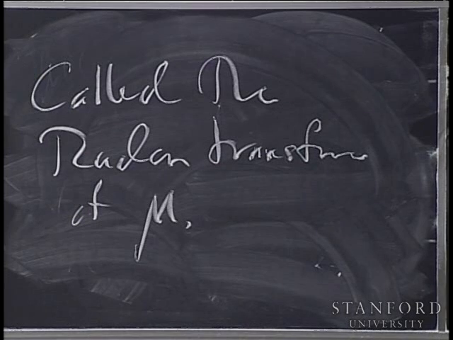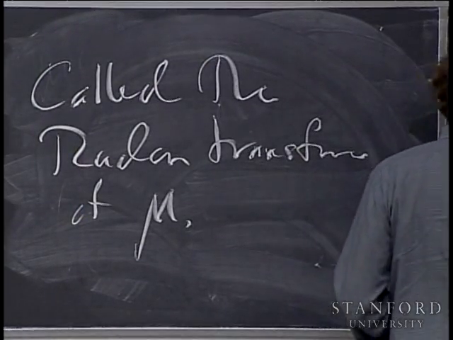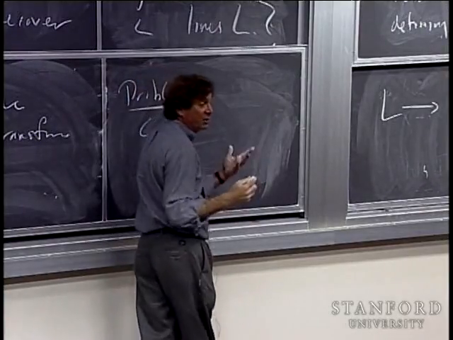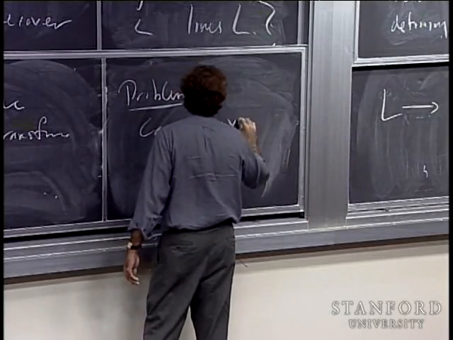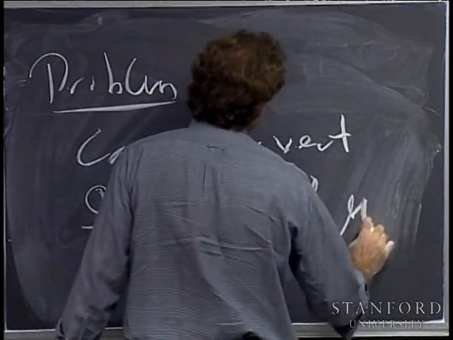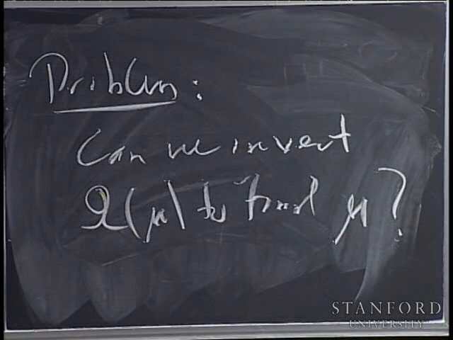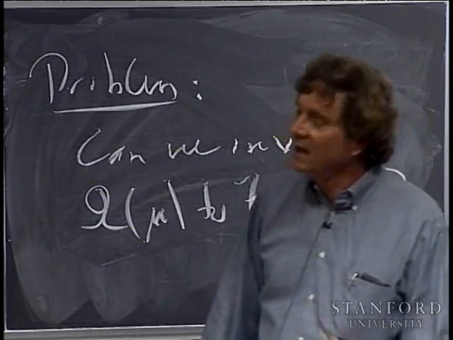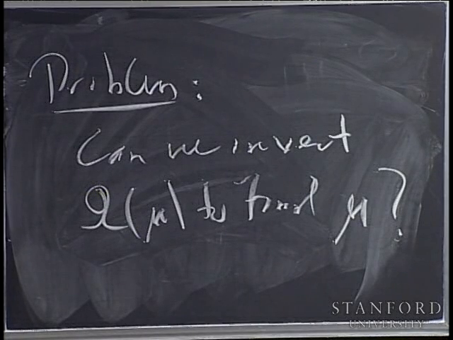R of mu gives you something you evaluate on L. The question is, can you find mu given all the values of R of mu? Is there an inverse Radon transform to find mu? The answer is yes, and the answer is in terms of the two-dimensional Fourier transform. It's amazing. That's why Fourier transform techniques come into medical imaging, because of exactly this connection.